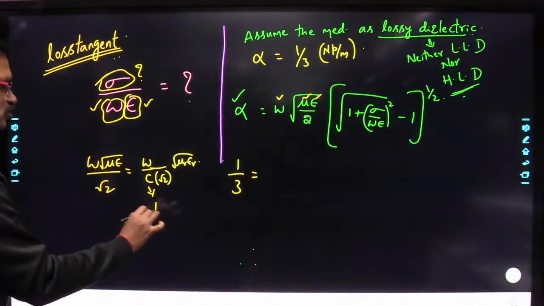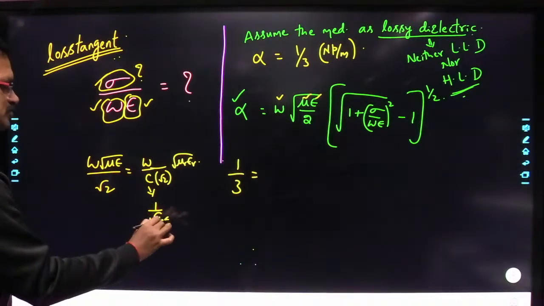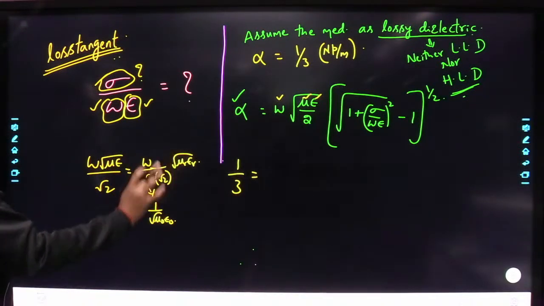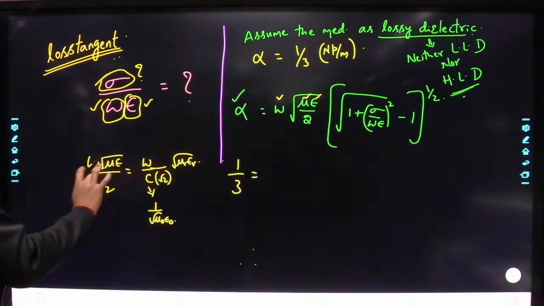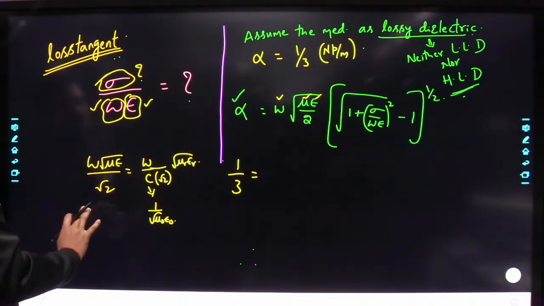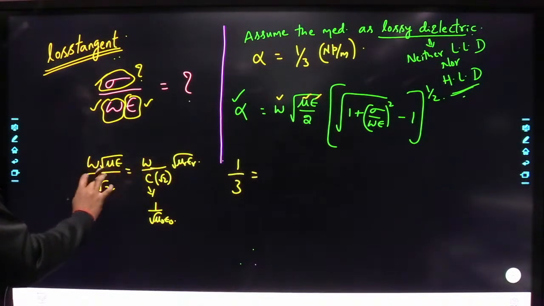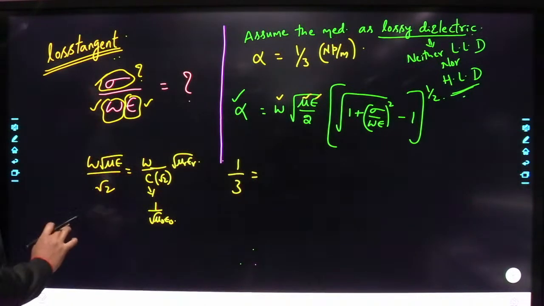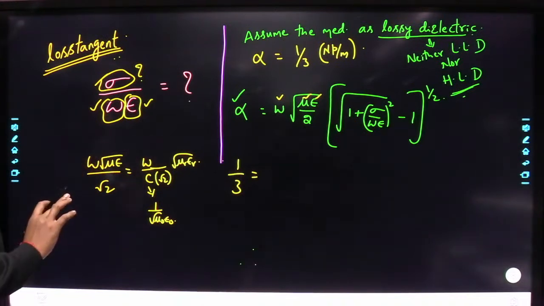See, c means what? C means 1 by square root of mu naught epsilon naught. So if you take this to the numerator, you are going to get square root of mu naught mu r epsilon naught epsilon r, which is nothing but square root of mu epsilon. So the same expression I can write as omega by c. Square root of mu epsilon is nothing but 1 by phase velocity. Yes or no?